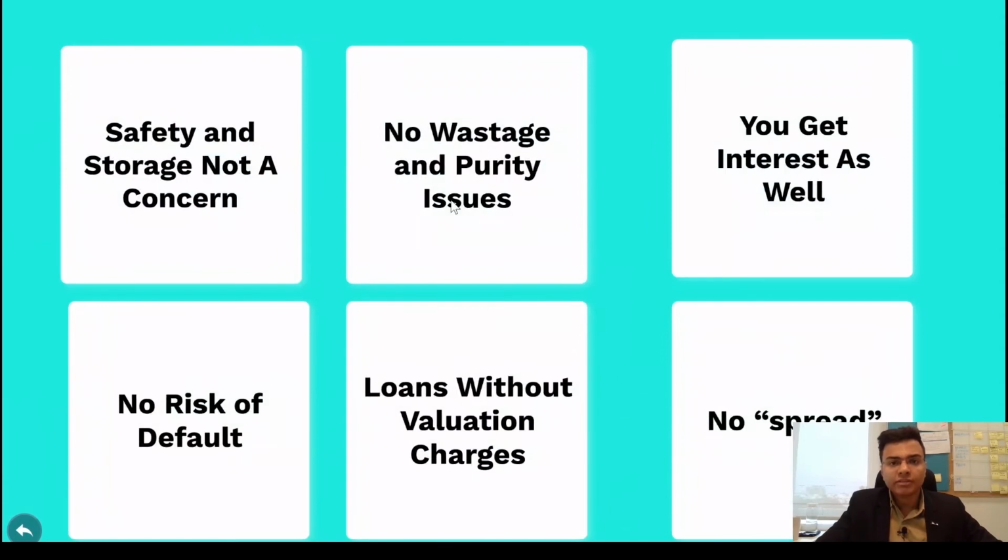See, there are a lot of benefits. First of all, safety and storage is not a concern. When you buy physical gold, you have to make sure that you keep it in a locker. There is always chances of theft. And if you don't keep it at your home, you have to buy a locker in a bank and pay for it and keep it in a bank. But that's not the case here because there is no involvement of physical gold. So that is completely ruled out. Second, no wastage and purity issues. See, generally we talk about two types of gold, 22 karat and 24 karat.